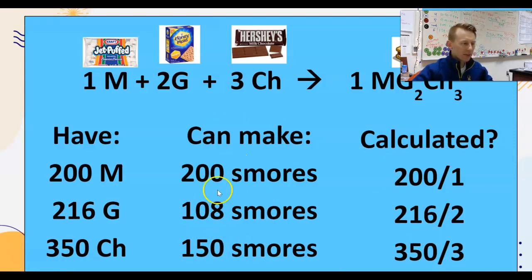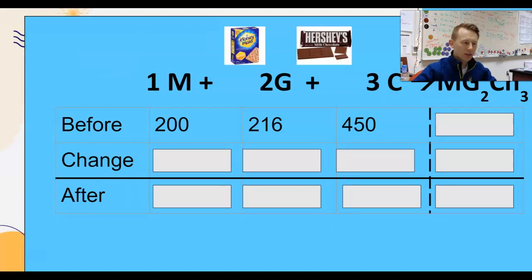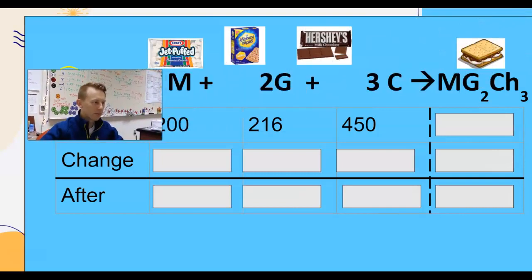And then looking at this, we can easily see that we can only make 108 s'mores, because 200 compared to 108 compared to 150, that's pretty straightforward, right? Whatever runs out first, the graham crackers can only make 108 s'mores, so the 200 versus 150, that's not going to happen. You're going to run out of graham crackers. So then I had you put everything into a table that looks a little bit like this.